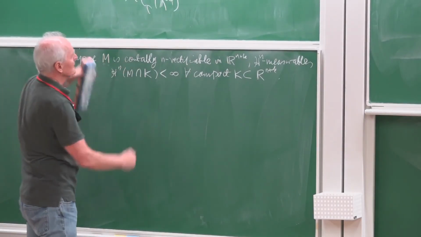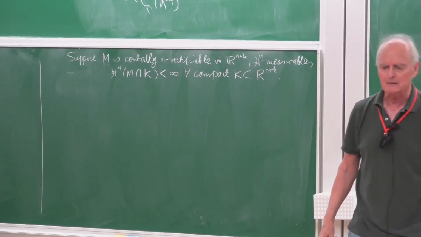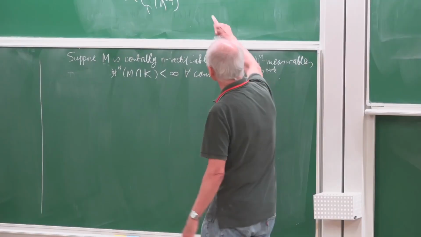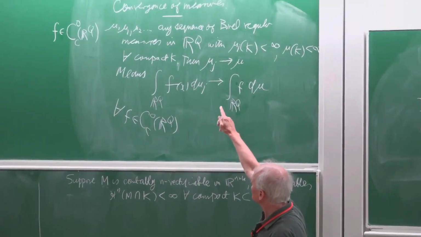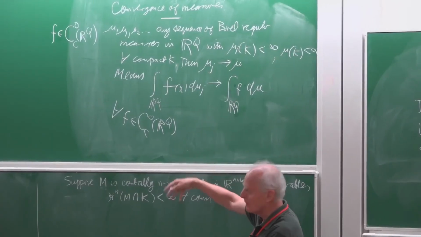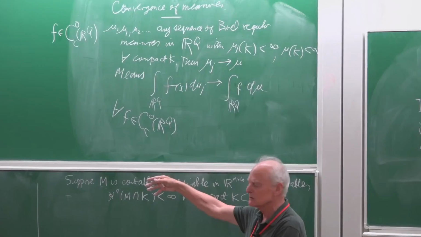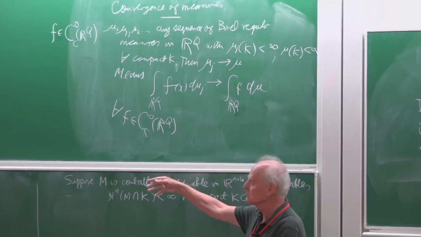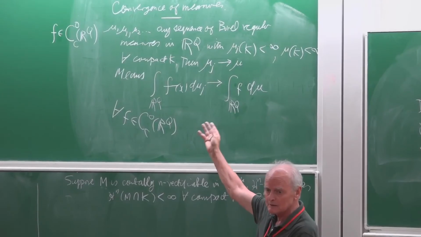If you look in chapter 1 of the text, you'll find some discussion about this, including the fact that in a large class of spaces, if you start off with a sequence of measures which are uniformly bounded on every compact set, then you can always pick out a convergent subsequence. It's a compactness theorem. You can always pick out a subsequence which converges in this sense.